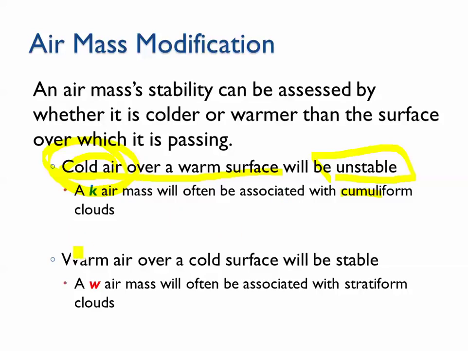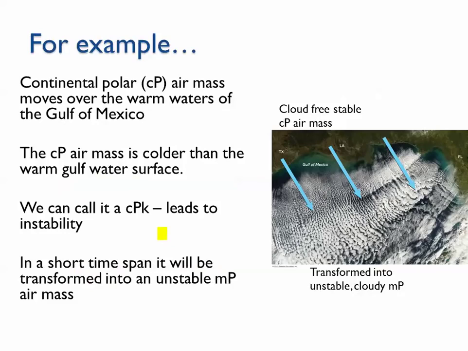On the other hand, if we have warm air moving over a cold surface, what's going to happen? That cold surface is going to cool the warm air. So we have cooling air, so that's not going to rise. And if our air doesn't rise, then we'd say that that air is stable. So that's our W air mass. And we may have stratus clouds associated with that, and maybe some precipitation, but usually not as much.